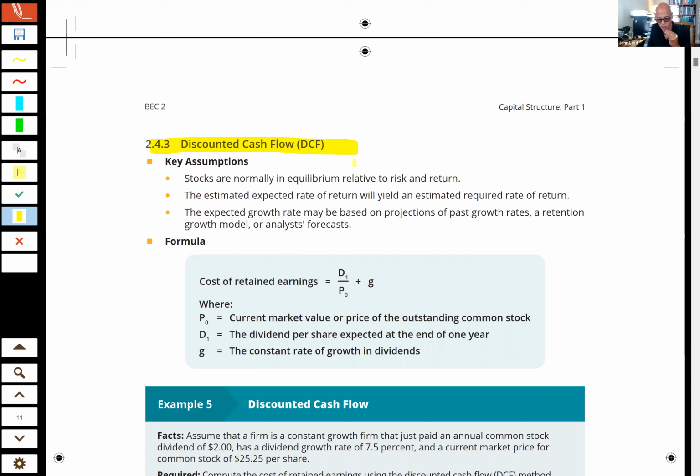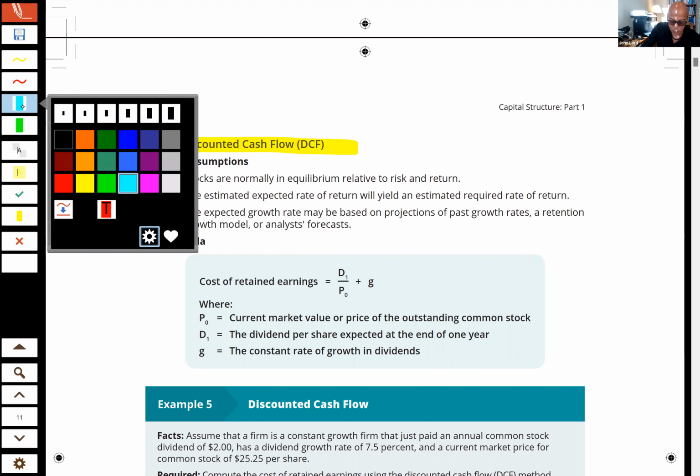So I guess we're talking about the little cost of retained earnings as opposed to the big cost of retained earnings, which is calculated by using the capital asset pricing model, the discounted cash flow, and the bond yield plus risk premium, which we'll talk about later. So don't get those two confused, even though they use the exact same term. It's pretty easy to get them confused.